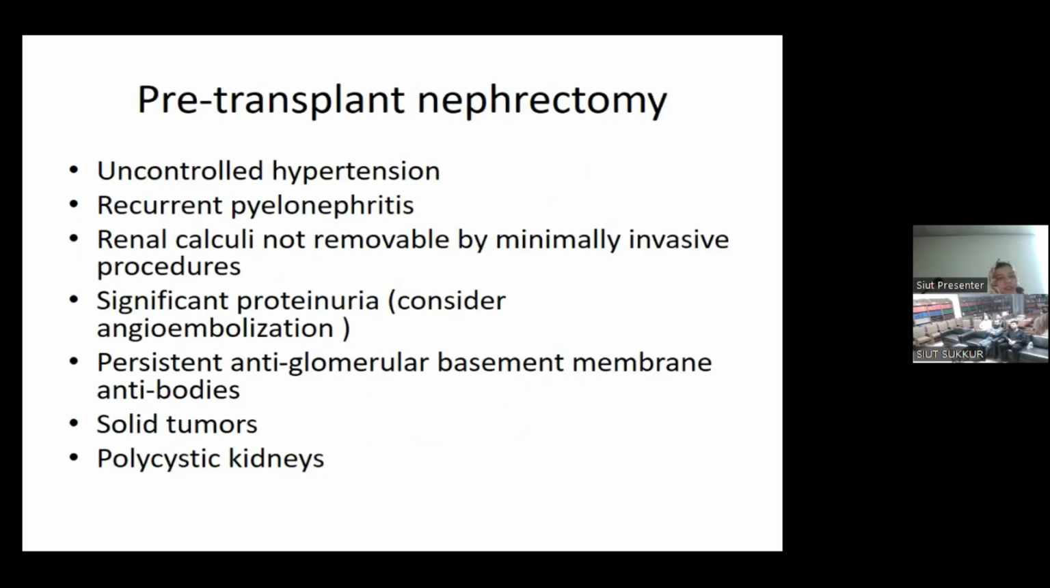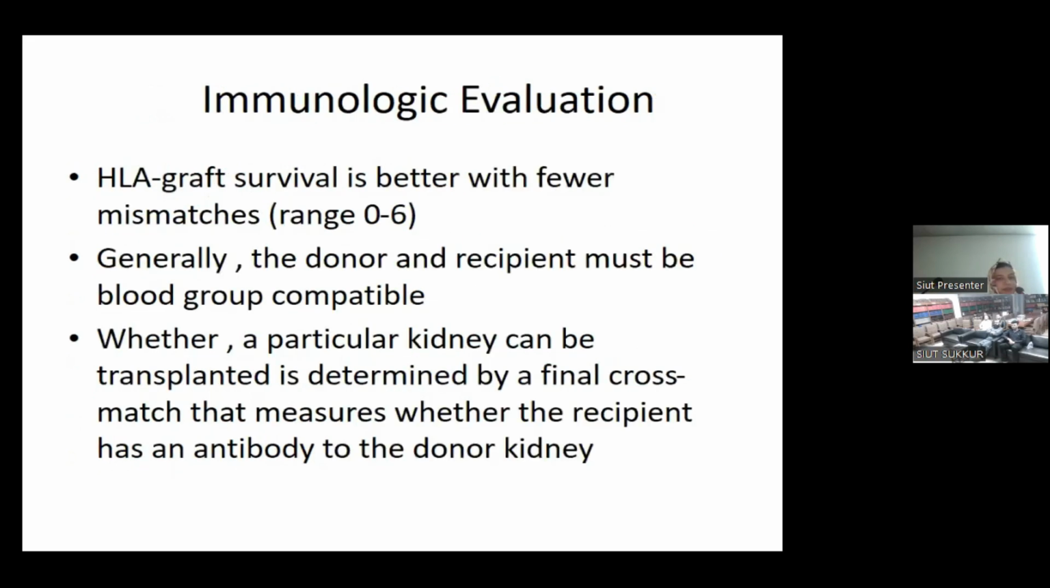Now, there are certain indications in which the native kidney should come out, and we have to do pre-transplant nephrectomy. Such cases are uncontrolled hypertension, recurrent pyelonephritis, and renal calculi not removable by minimally invasive procedures. There is significant proteinuria, and in that case we could also consider angioembolization. Other indications are persistent anti-glomerular basement membrane antibodies, the presence of solid tumors in the kidney, and polycystic kidney. So in all these cases, we should go for pre-transplant nephrectomy.